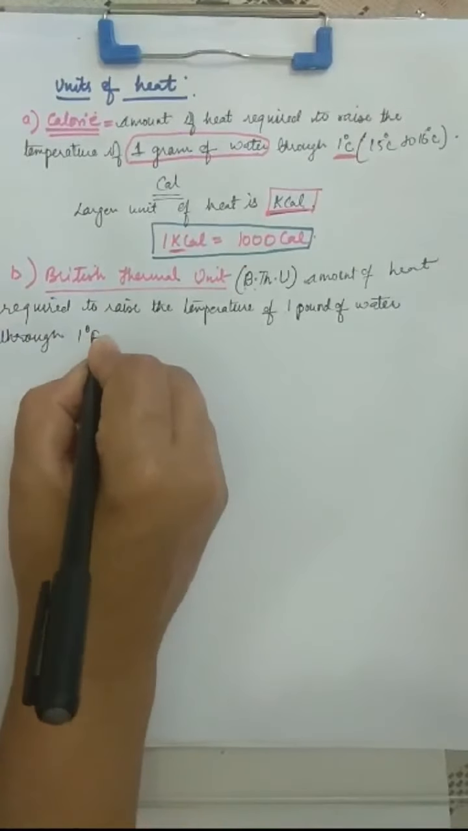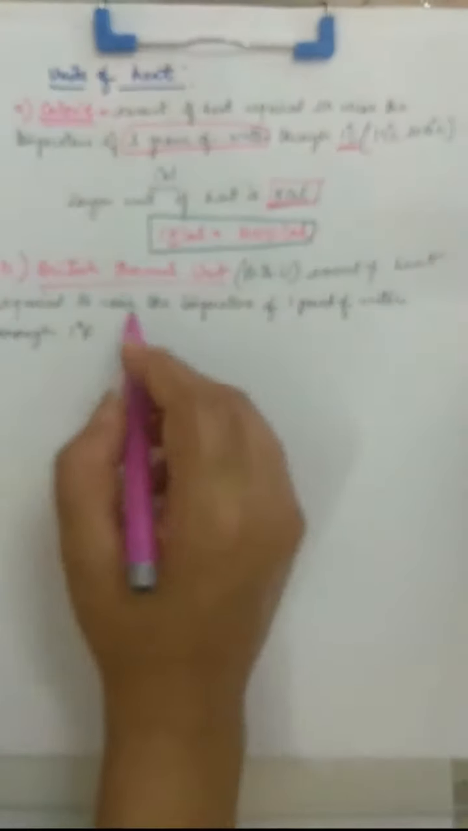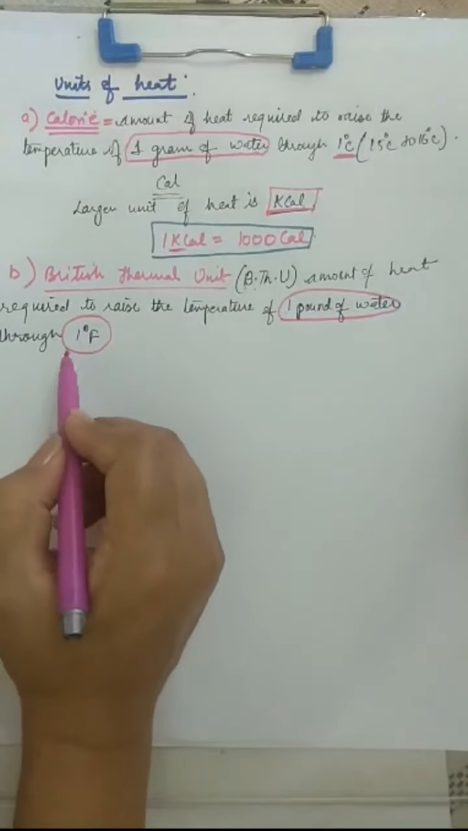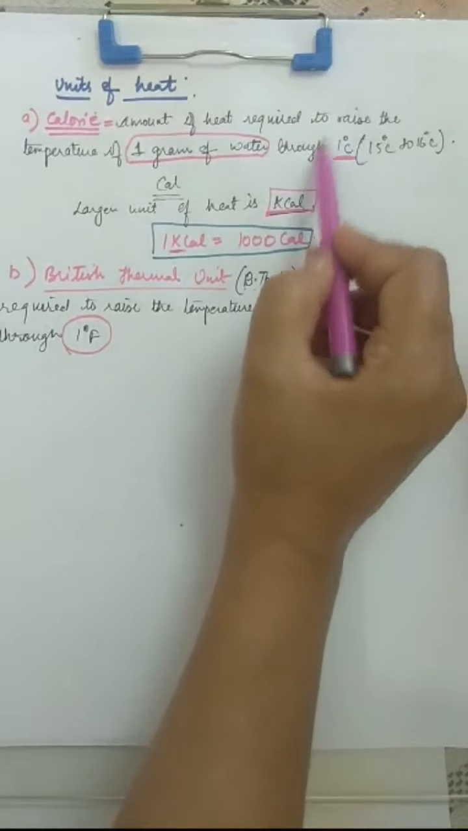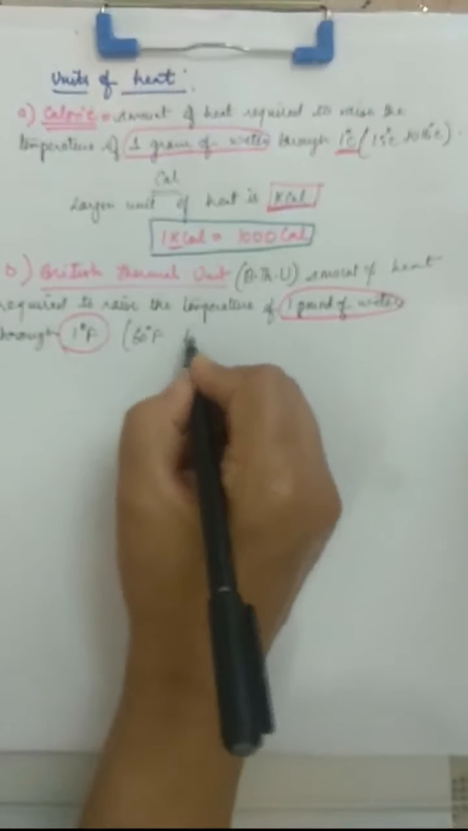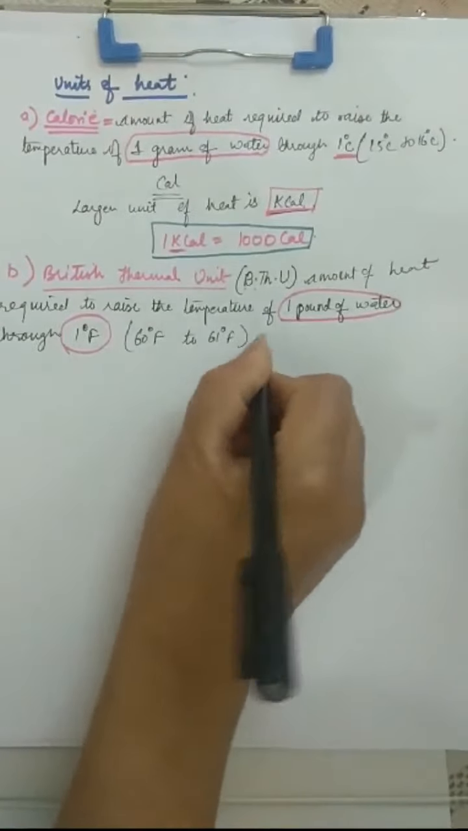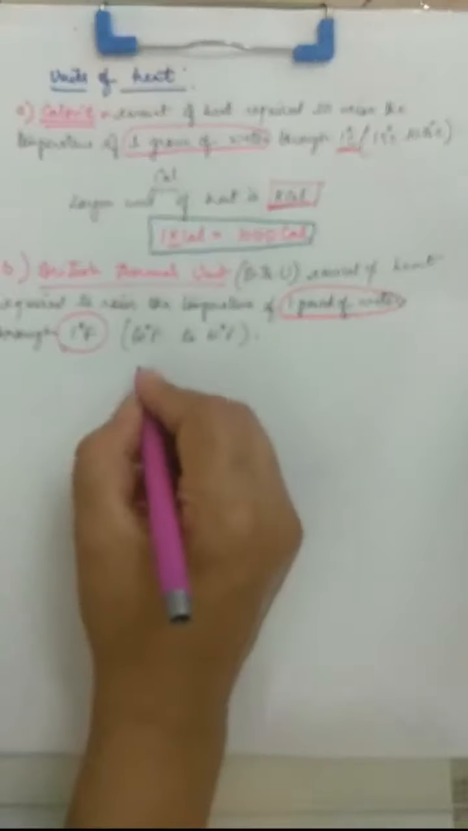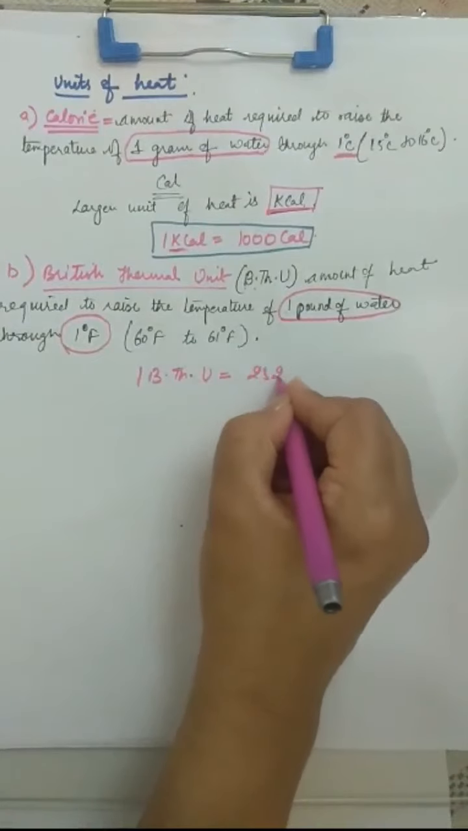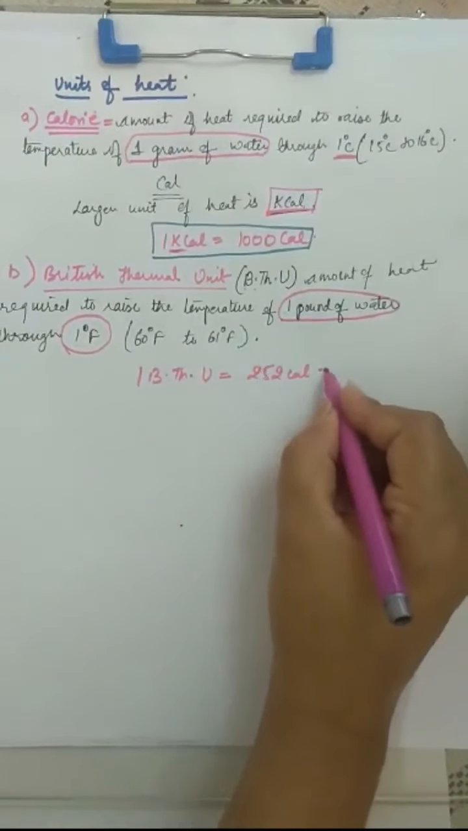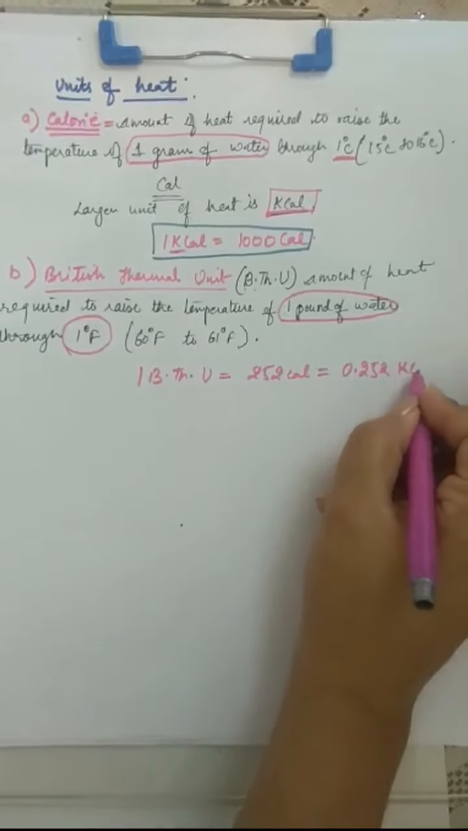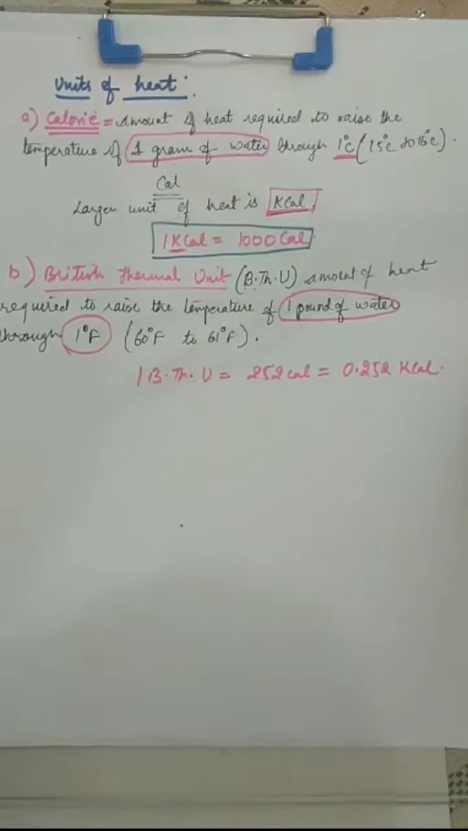through 1 degree Fahrenheit. Here this is the difference. Here 1 pound of water through 1 degree Fahrenheit, and there it is 1 degree Celsius. So in Fahrenheit it will be 60 degrees Fahrenheit to 61 degrees Fahrenheit. Clear? And 1 British thermal unit is equal to 252 calories. And calorie can be converted into kilocalorie, that is 0.252 kilocalorie. This is the second unit.